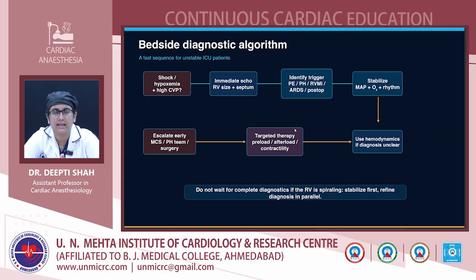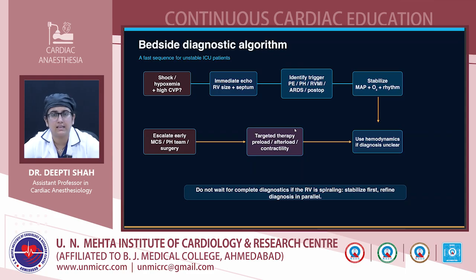So the bedside diagnostic algorithm for a patient with RV failure will be: if we are seeing in the ABG continuous hypoxemia, or the monitor tells hypoxemia, and the patient has shock and a rising CVP, it should point towards RV dysfunction. What can we do in the ICU? We can put an echo probe, and an immediate echo could reveal whether the RV size is increasing or there is any septal shift towards the LV.